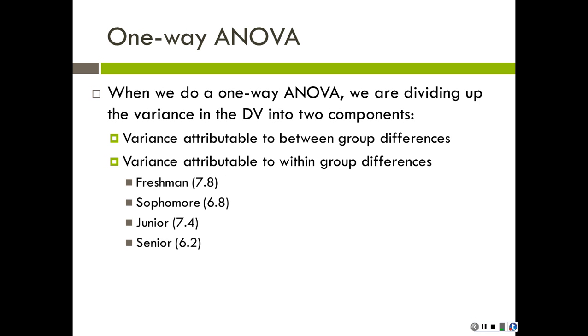And how we go about doing this, as your book says, when we do a one-way ANOVA, what we're doing is we're dividing up the variance in the dependent variable into two components. So we're estimating the variance attributable to between group differences and the variance attributable to within group differences. I will talk a lot more about this, but that's basically what we're doing. We're going to talk about each of these types of variance now.